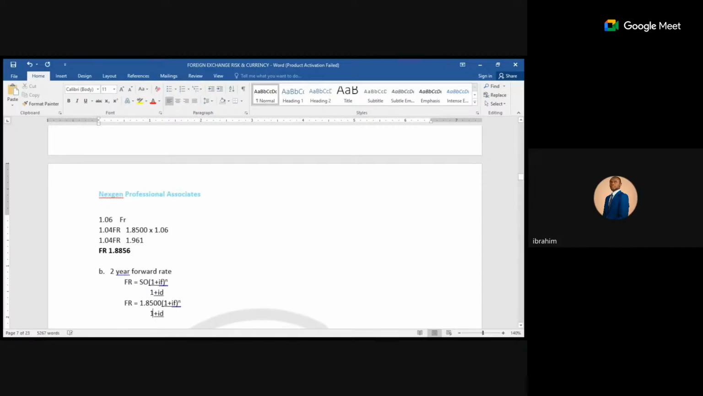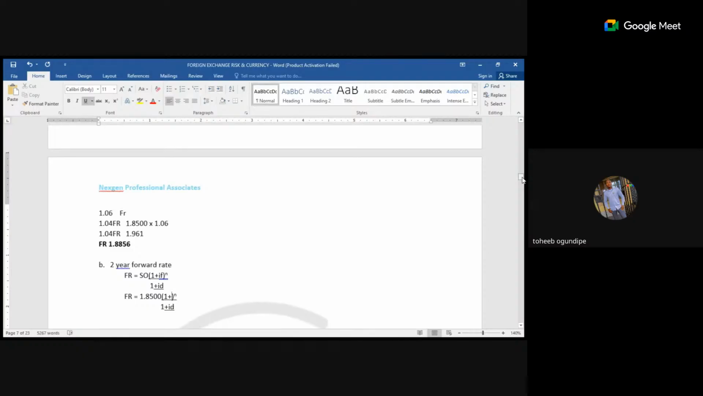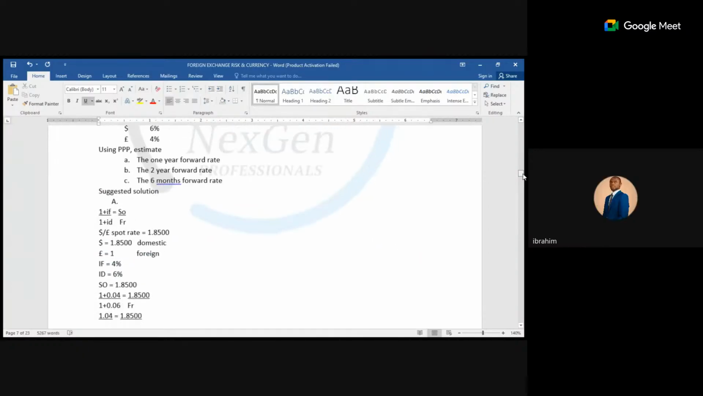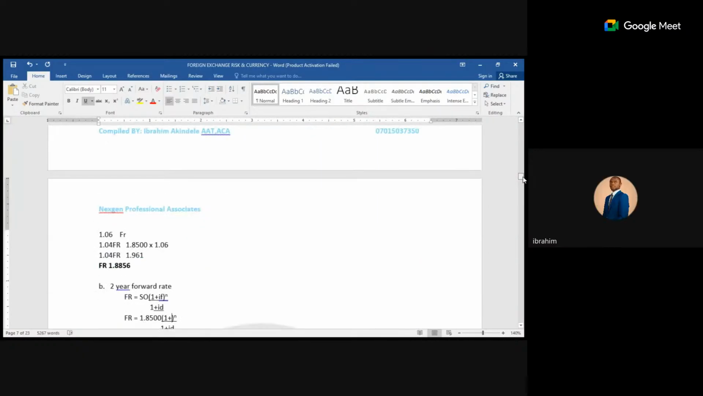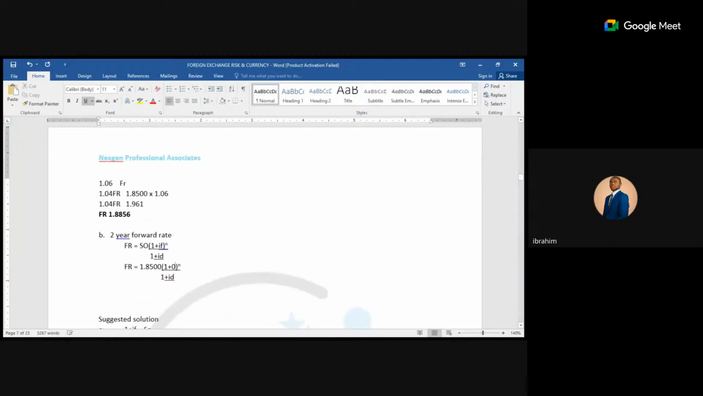Then what is the domestic inflation rate? What is the foreign inflation rate, class? What is the foreign? 1.04. Foreign is 0.04.